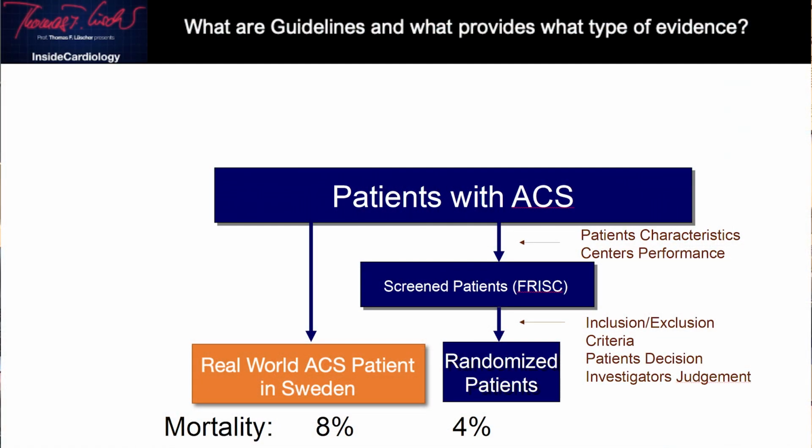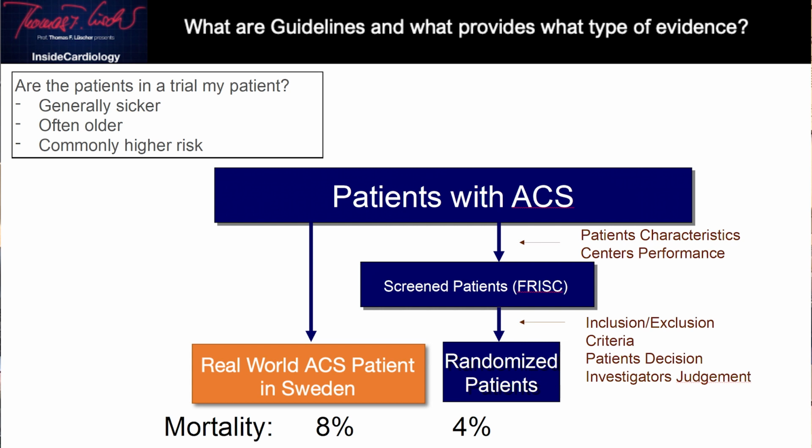And this is even more interesting. In Sweden, they compared a randomized trial in patients with ACS with the Sweetheart registry, where they have complete representation of every single patient in Sweden, and you can see the mortality was double. So we have different patients. So are the patients in trials my patient? They are generally sicker than what we see in clinical practice, they're generally older, particularly in HFpEF and heart failure in general, and they're commonly at higher risk, and that we have to consider.